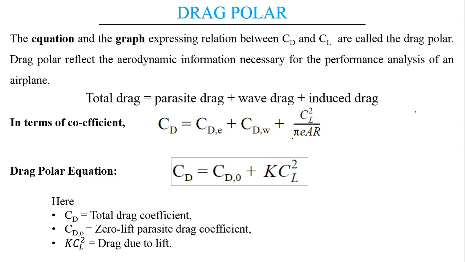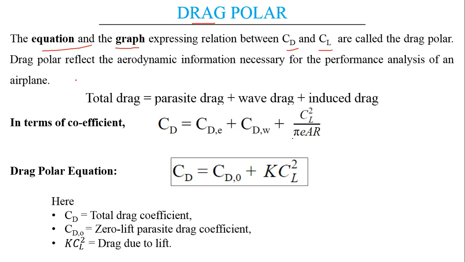Now let's get into the core portion of this session. So drag polar, we did know about the drag. So what is drag polar? So drag polar is nothing but the equation and graph expressing the relationship between CD and CL. So drag polar basically provides us with the relation between the coefficient of lift and coefficient of drag.